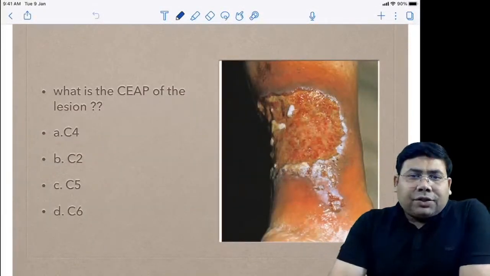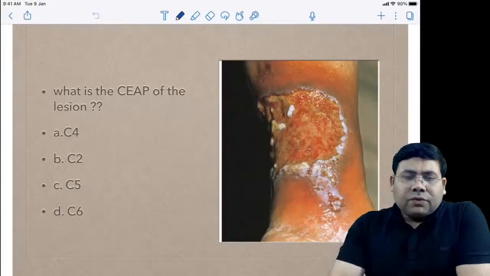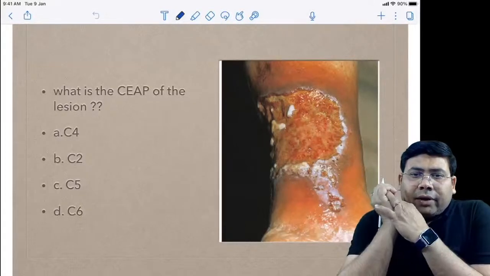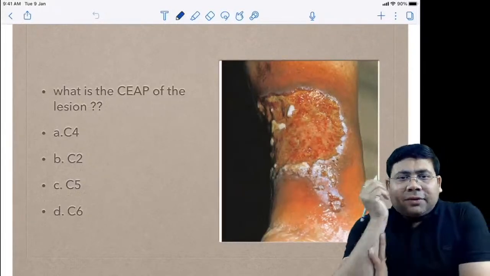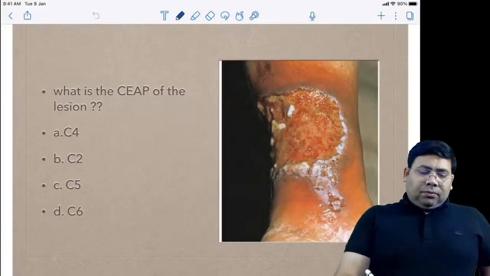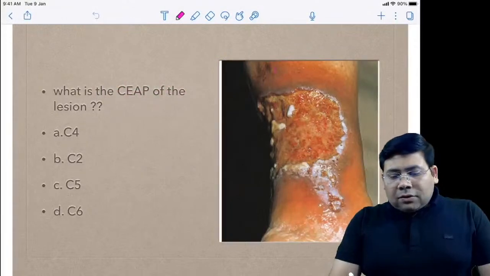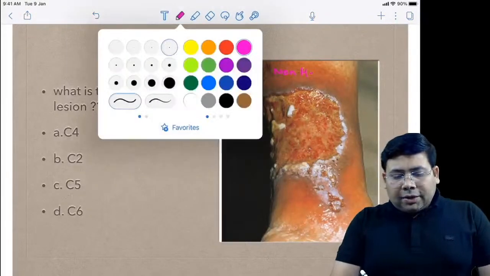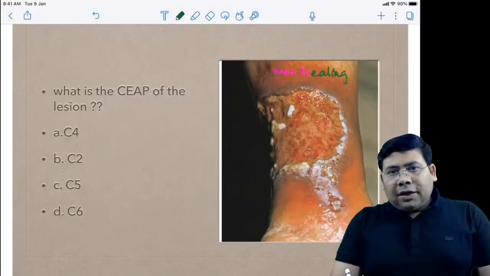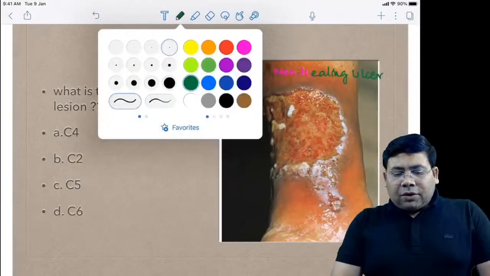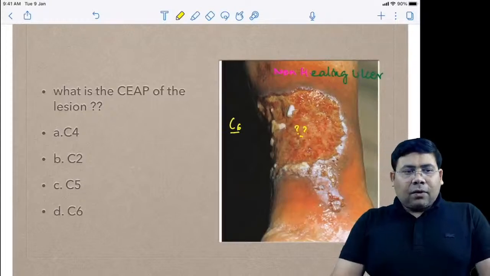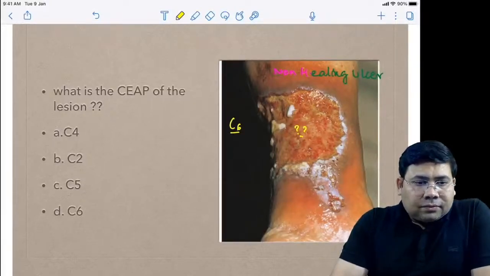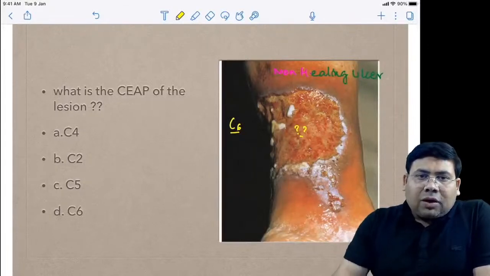What is the CEAP of this lesion? In front of you, you see a lesion, and this is an ulcer over the Gaiter's zone. So is this a healing, a healed or a non-healing ulcer? It's a non-healing ulcer. So what are you seeing? This is a C6. Let us talk about the C.